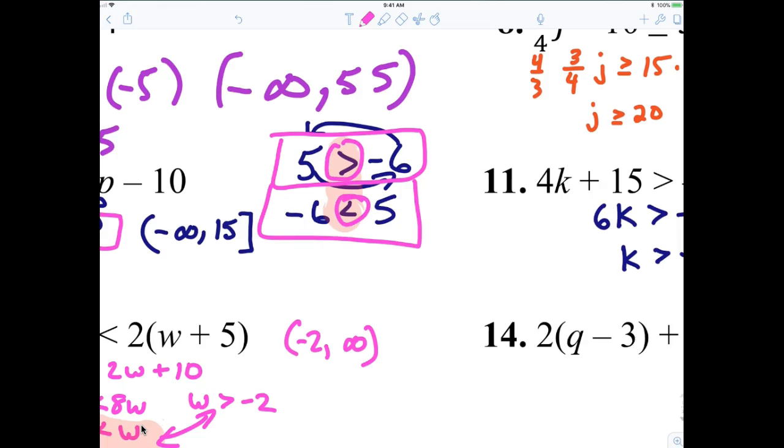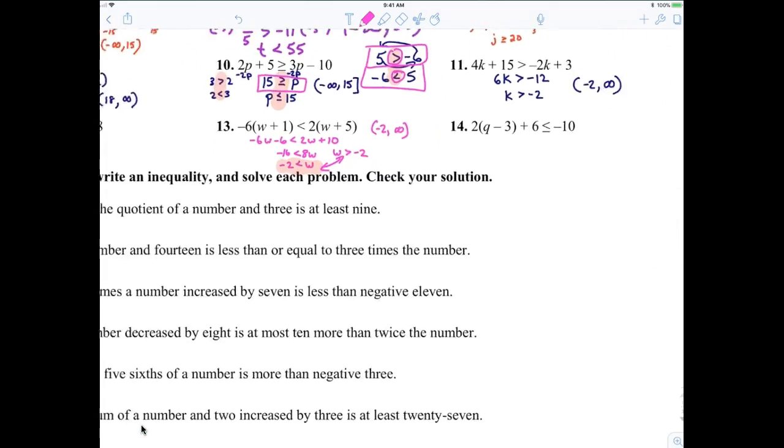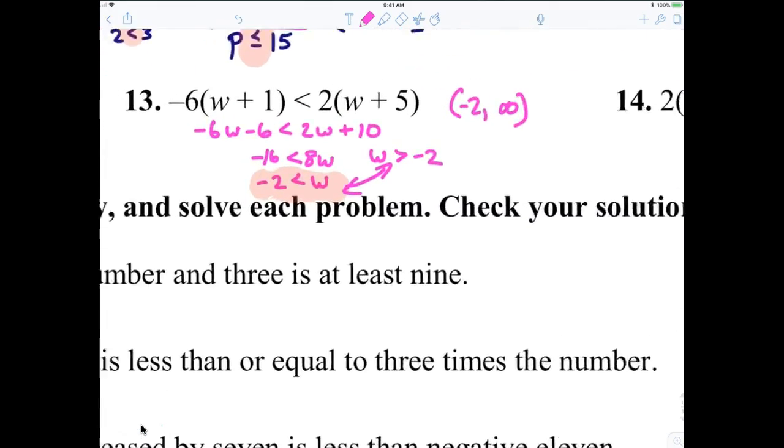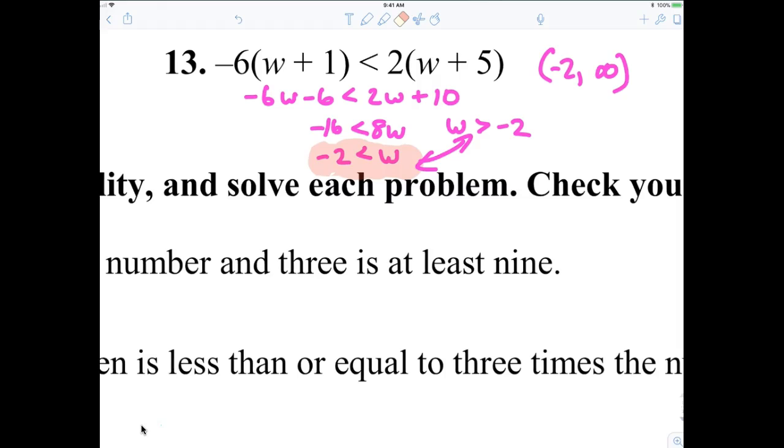But why would you have to switch? Well, honestly, for me, I don't. You don't really. But if I said negative 2 is less than W, how would you graph that? The reason I make kids switch it is because this symbol seems like it's less than. Do you understand what I'm saying? Negative 2 is less than W. So what can you tell me about W?